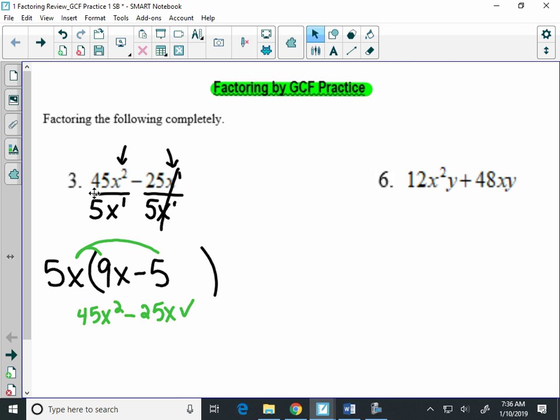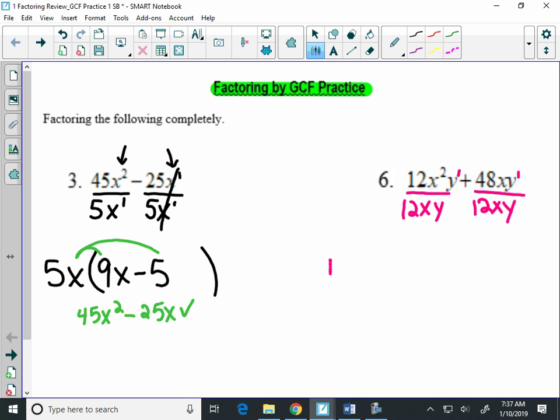Number 6, 12x squared y plus 48xy. Look at the numbers first, 12 and 48. 12 actually goes into both. So the number 12 is the numerical part of the GCF. They both have x's, plain x here, x to the first, is the next part of your GCF. And both terms actually have a y. They both have y to the first, so that's going to be my GCF. It's the same, they're both the smallest, so we'll pull out the y.